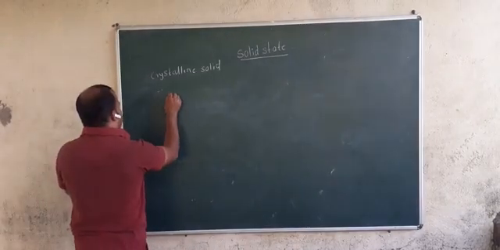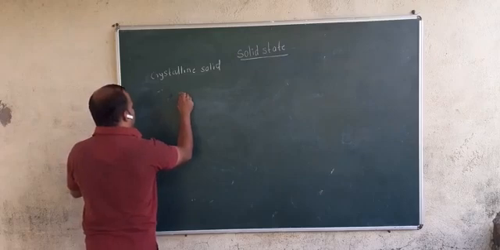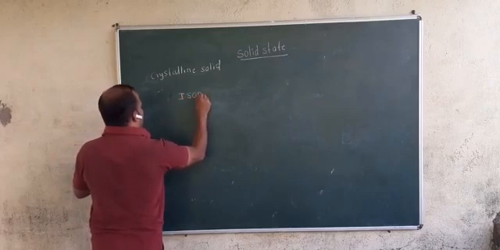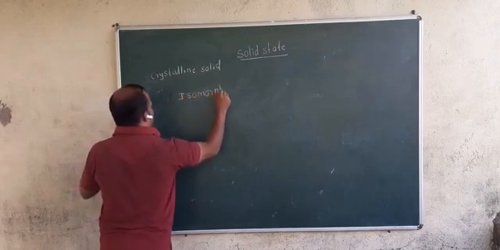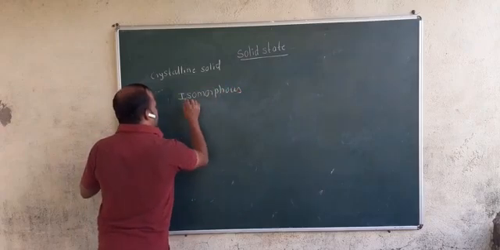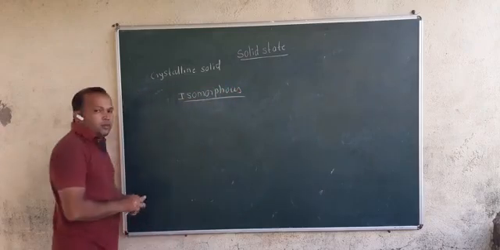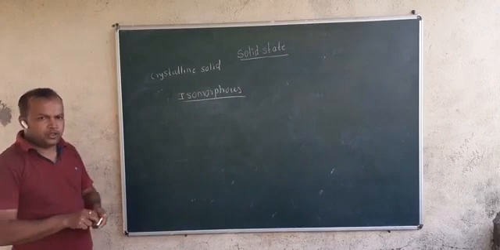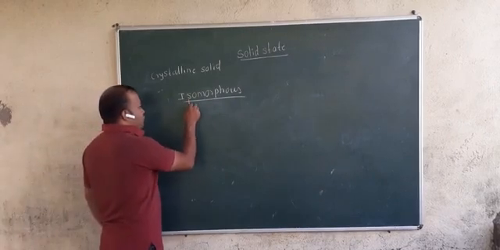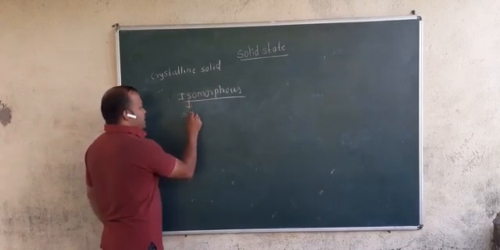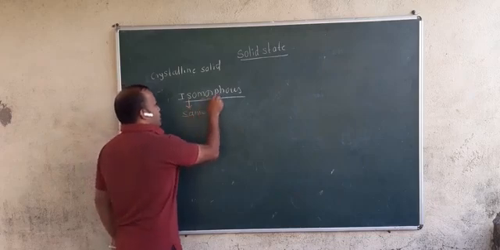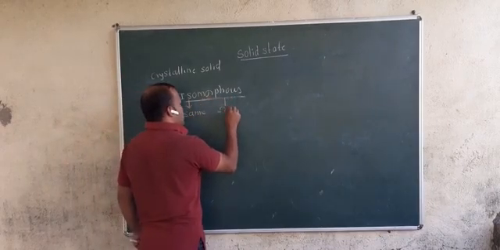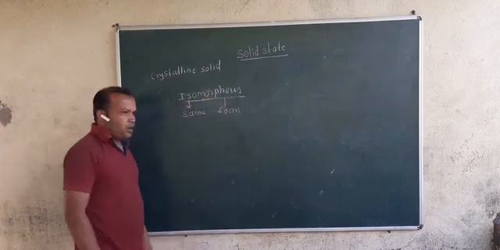Now, the next point of crystalline solid is isomorphous. What is this isomorphous? Iso means same, and morphous means form.